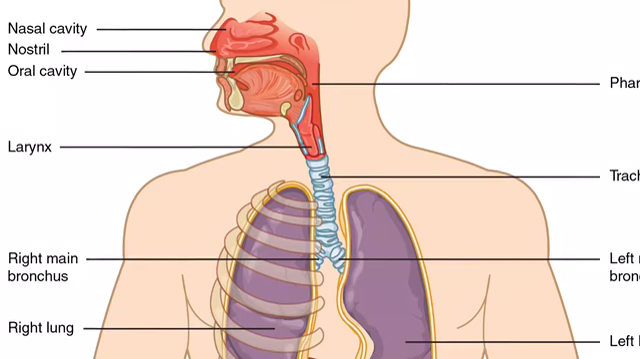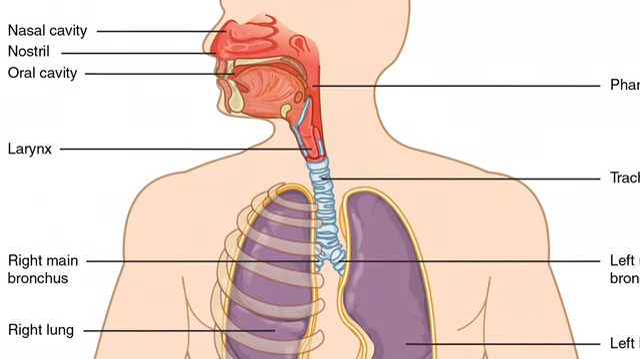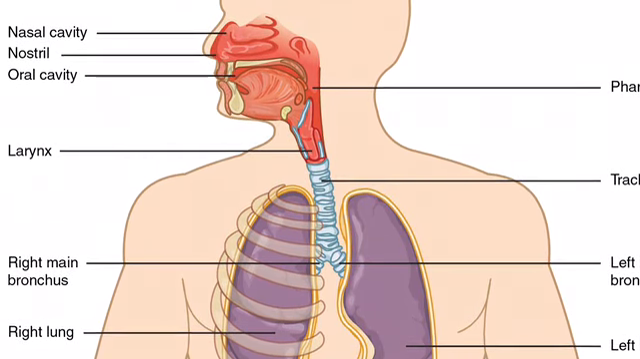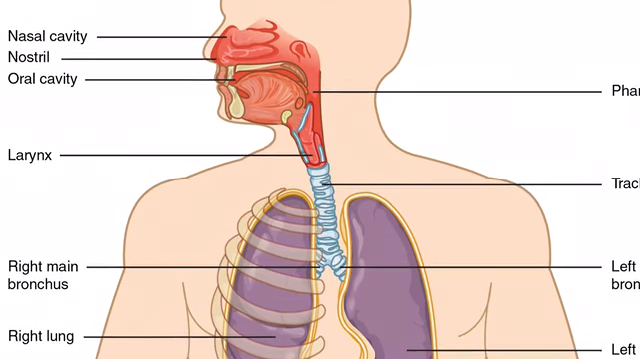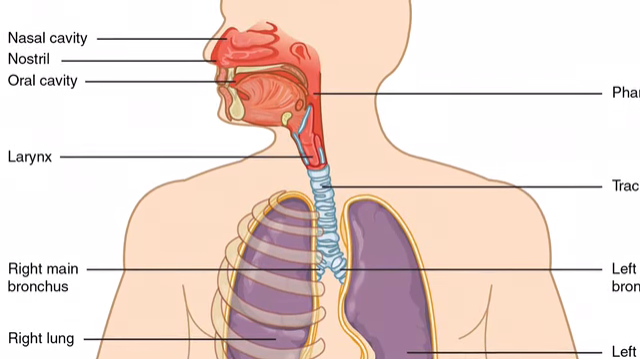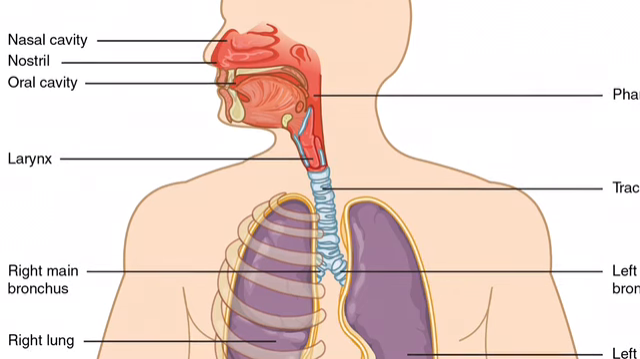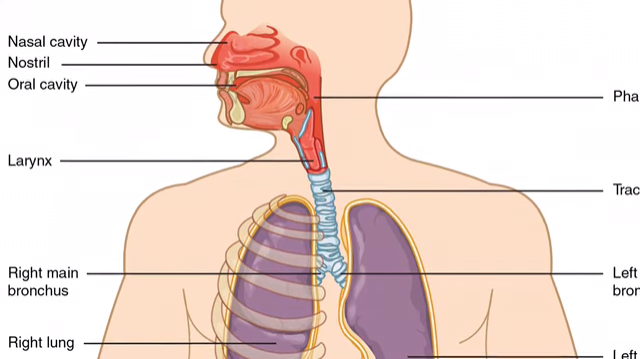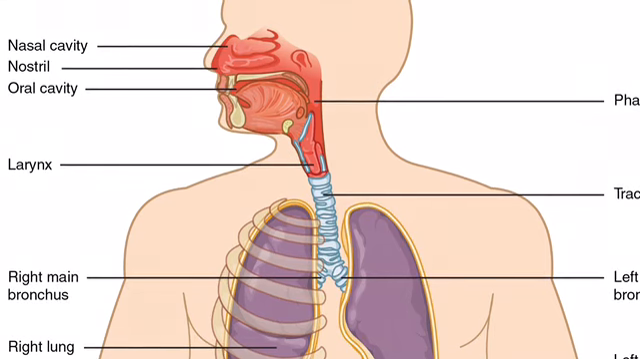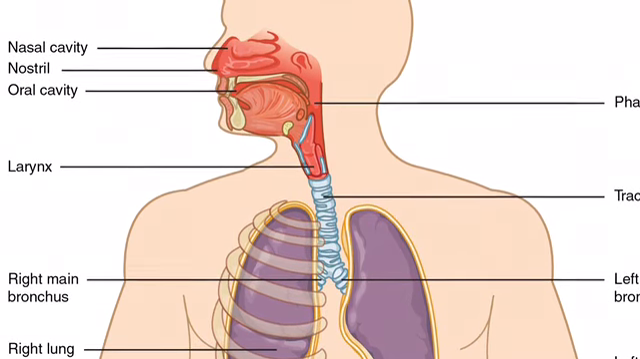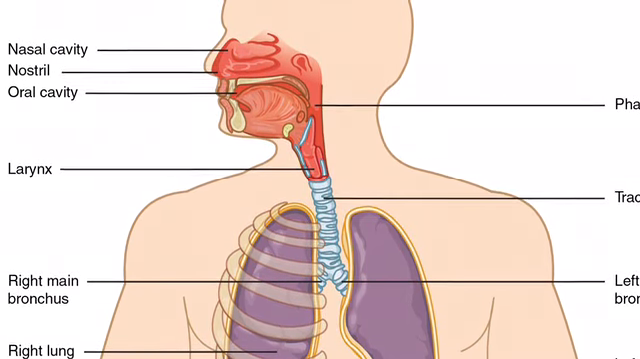The conducting zone consists of organs and structures not directly involved in gaseous exchange. Here, they just serve as a path or route for the air to enter and leave the respiratory tract. The true gaseous exchange happens in the respiratory zone.